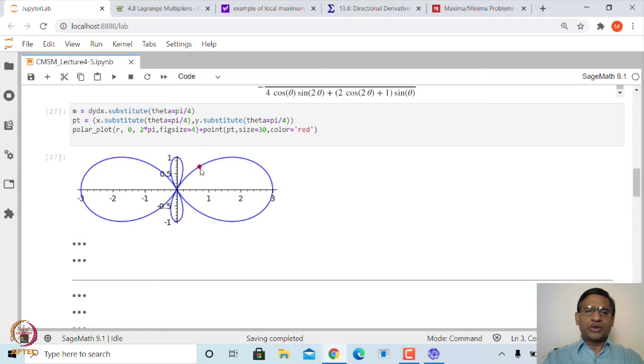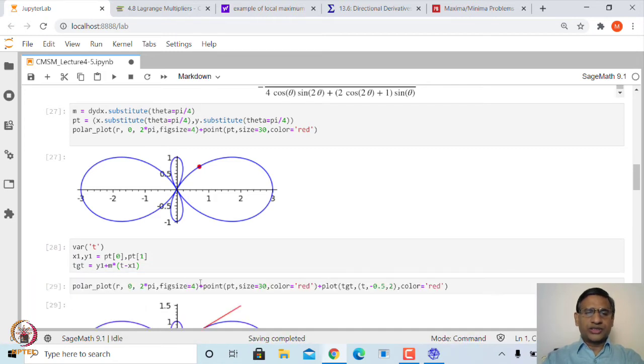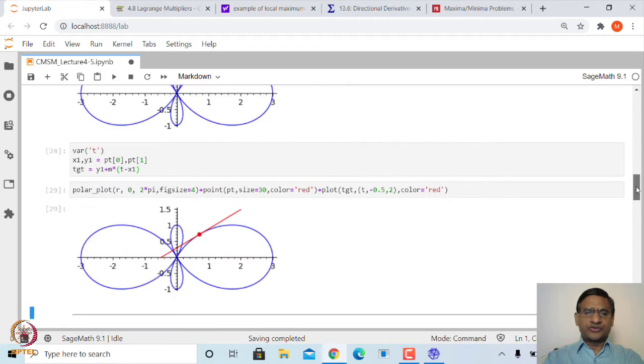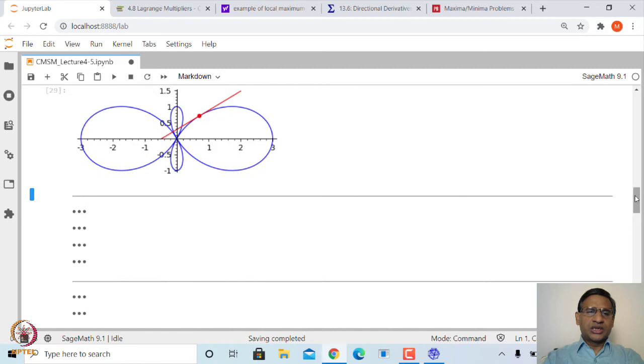Now, at this point you can draw the tangent, and for that you need to define the equation of the tangent, which is in slope intercept form. You have the equation of the tangent whose slope is m, and it passes through x1 y1. Here x1 y1 are the x coordinate and y coordinate of this point. So, that is the tangent, and let me plot the curve along with the tangent, and this is what you get. So, that is the tangent at this point. That is fairly simple.